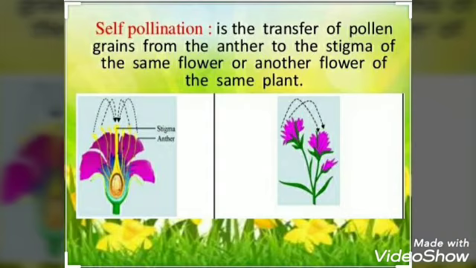Self-pollination is easy and most likely to occur as the stamen and carpel mature at the same time. It preserves the parental characters because the gametes of the same flower or flower of the same plant are involved, and a small quantity of pollen grain is sufficient. Therefore, it is an economic method of pollination. So this was all about self-pollination.